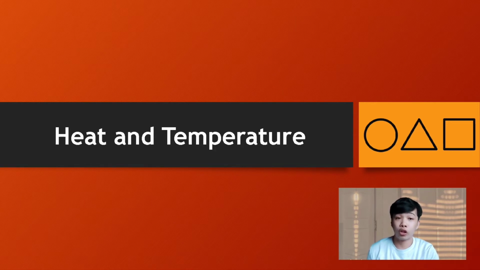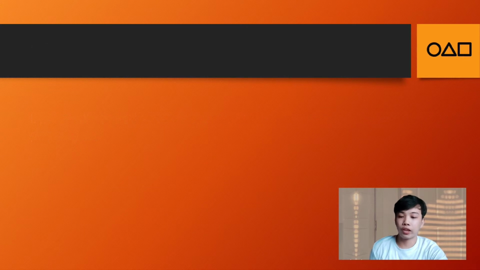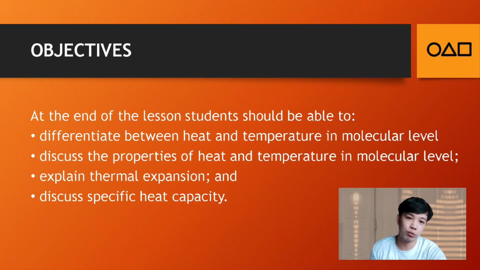So basically we will talk about heat and temperature in this video. This lesson is based on the most essential learning competency, which is to differentiate between heat and temperature at the molecular level. So in this video, we will try to differentiate between heat and temperature at the molecular level, discuss the properties of heat and temperature at the molecular level, explain thermal expansion, and discuss specific heat capacity. I know that the words heat and temperature are related to one another, but in this video, we will try to differentiate the two.